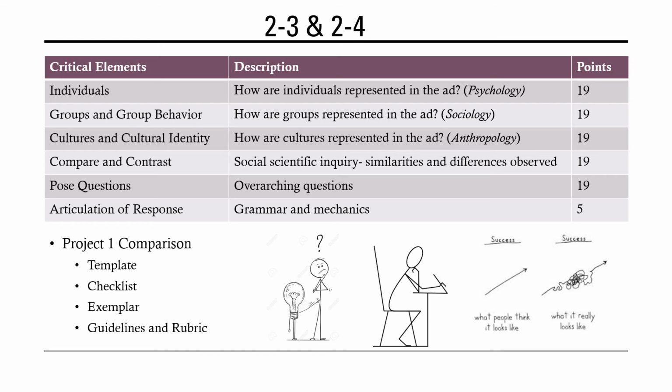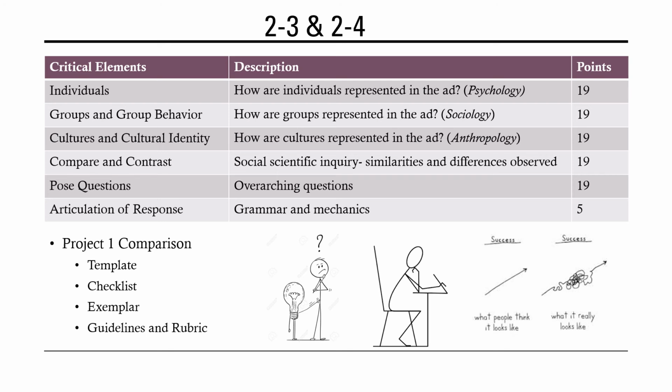Next, how are groups represented in the ad? So think like a sociologist. Look at the interaction between 2 or more individuals. Third, how is culture represented in the ad? So look at the symbols and the items in the ad that represent a culture. For example, jeans might cue you into a Western culture, or an American flag, for example.